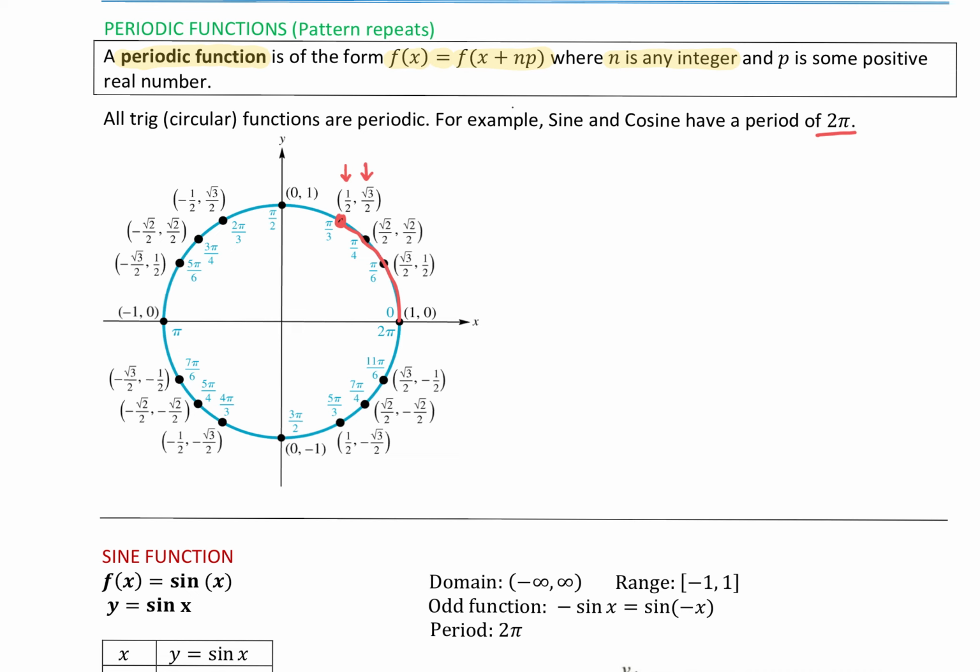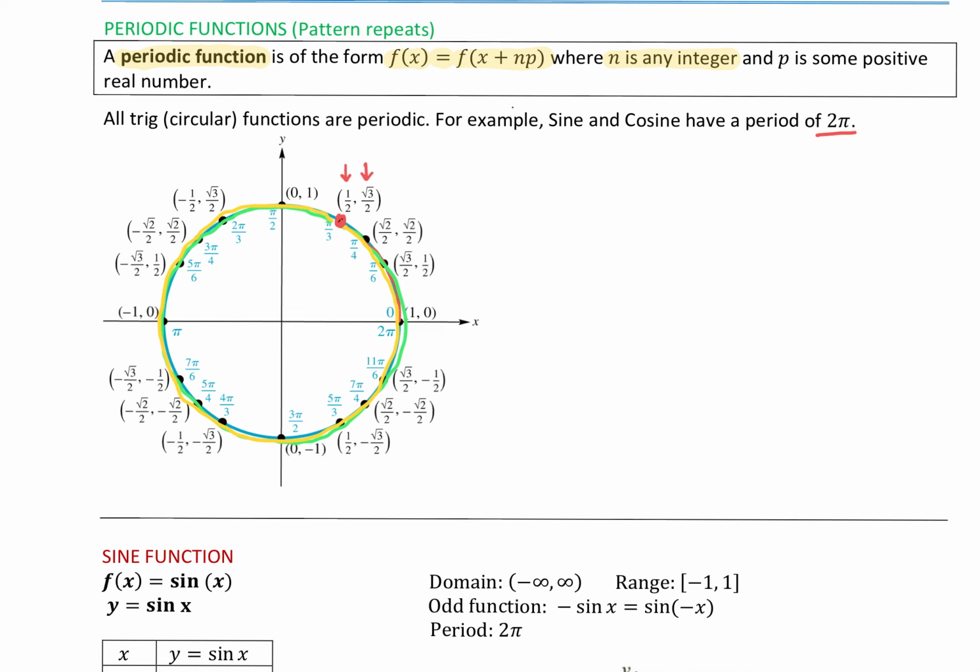But imagine that from this point, we go around a distance of 2 pi. So a distance of 2 pi is one complete rotation. So if I've gone a distance of 2 pi, if I've added 2 pi, then I'm back at the same point. I could go in the opposite direction as well, 2 pi, and I would still end up at the same point, where cosine is 1/2, sine is square root 3 over 2. So that's why the period is 2 pi.